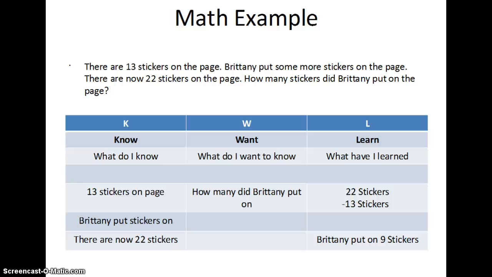Well, let's figure out how we can learn that. Now there are 22 stickers, and we started with 13 stickers. So how are we going to solve it? Well, we're going to have to either add or subtract, maybe multiply or divide. Well, we need to subtract. We need to subtract those 13 stickers from the 22 stickers to figure out how many stickers Brittany put on. Well, 22 minus 13 equals 9.